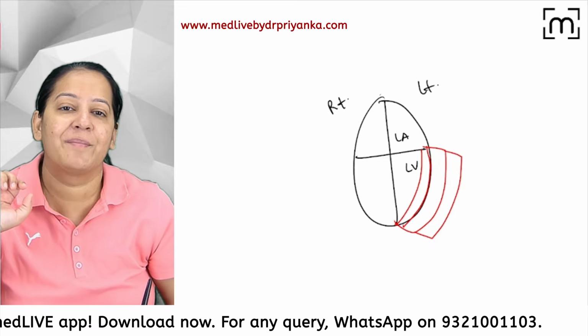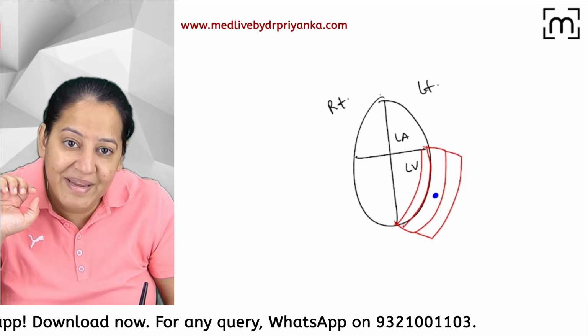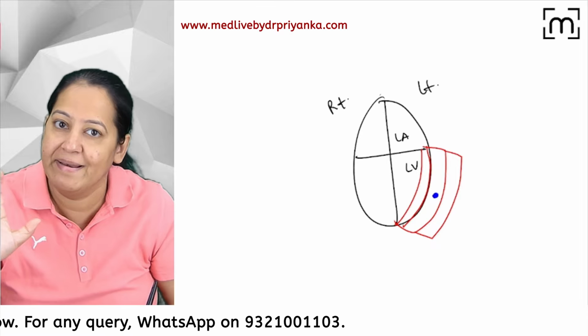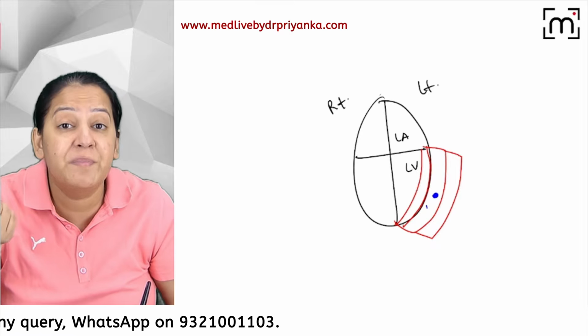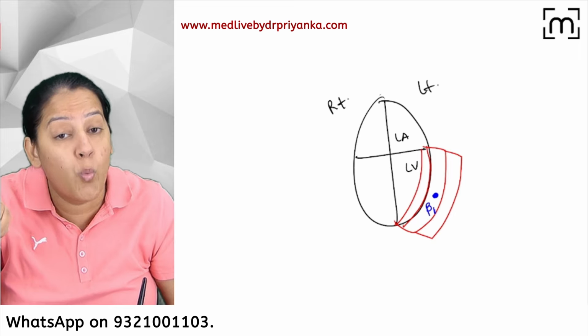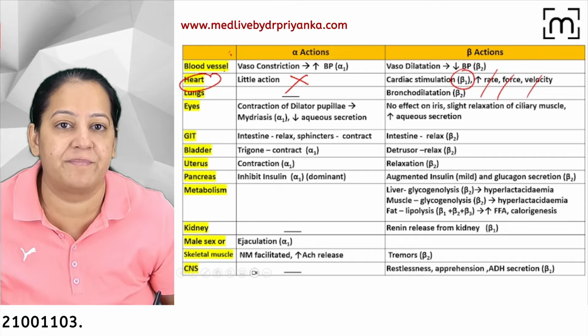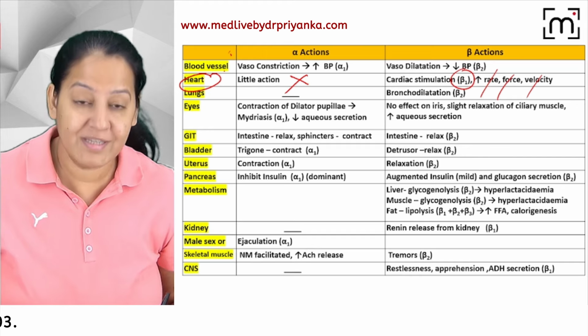I'm interested in the myocardium. In the myocardium, the middle layer, we are having beta receptors, no alpha, only beta. Which beta? We are having beta 1, not beta 2. So here we are having the beta 1 receptor. You are getting my point? So what does this beta 1 cause?